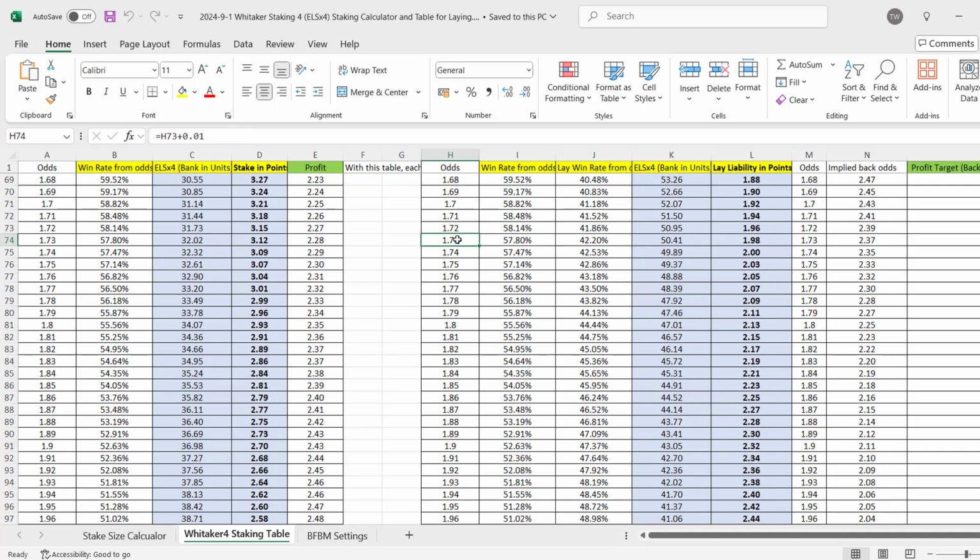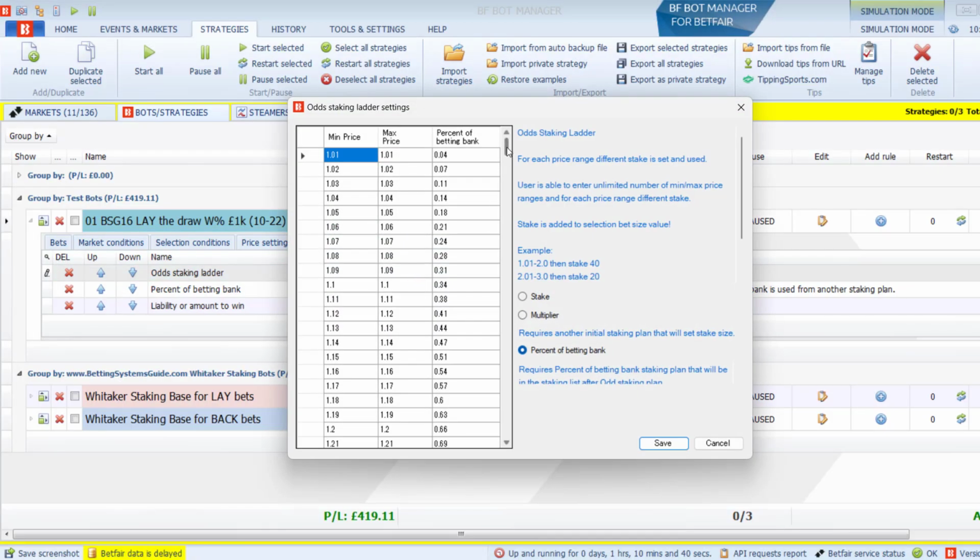So for the Whitaker Staking for lay bets, I've taken the odds, converted that to a win rate for lay betting, which is basically the lose rate for backers, and converted that to an estimated losing sequence bank, which gives us the percentage of our bank we want to risk on that lay. And I took these figures and plugged them into the odds staking ladder. So I've typed them out all again for lay betting. At the moment, there's no way to easily plug this in, so we can't upload a CSV file to it yet. Maybe in future we will be able to, but for now you have to manually type it all in, and that takes a long time.